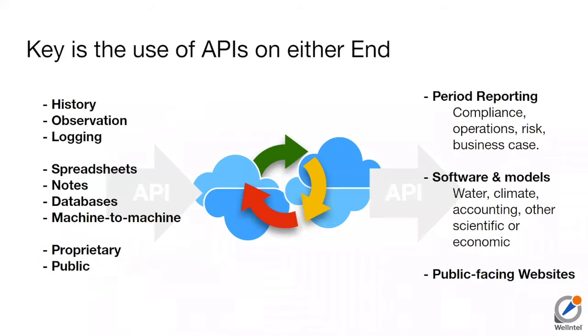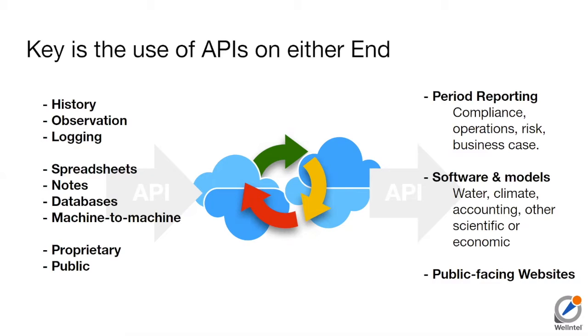So the key is the use of APIs, as I've mentioned, on either end, getting information into the cloud and then taking information out of the cloud. And the information that can be brought into the cloud can come from a wide range of types and sources. It can be history. Frankly, it can be 3-ring binders going all the way back to the 1940s, gathered by the old frontline scientists that have been observing water in the field for years. It can be observations, of course. It can be machine-gathered, instrument-gathered logs of data. It can come in the form of spreadsheets or notes.